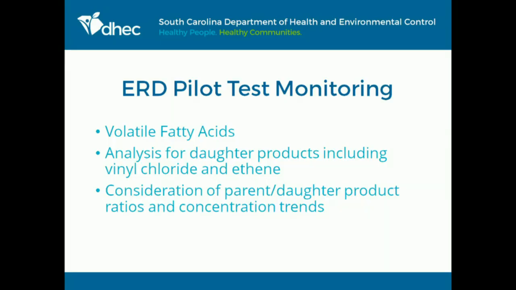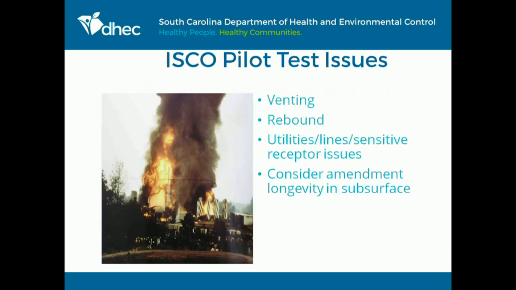Some of the things you can look at when you pilot test reductive dechlorination are the formation of volatile fatty acids. That tells you that the technology is actually creating those conditions that you want for reductive dechlorination to work. You can look at the daughter products like vinyl chloride and ethene. You can also look at the ratio of the parent to the daughter product to tell you, are you actually seeing that transformation? You can look at concentration trends. That's pretty basic.